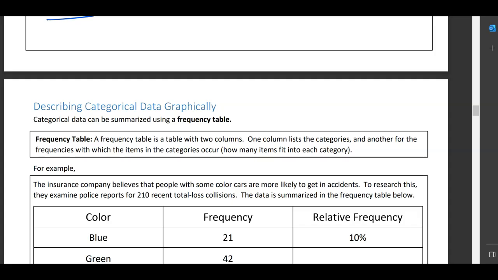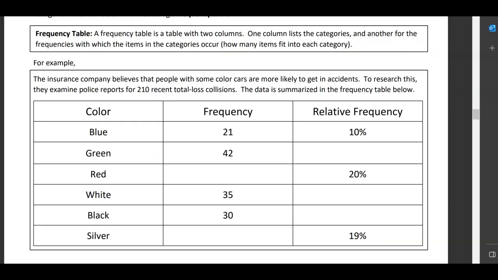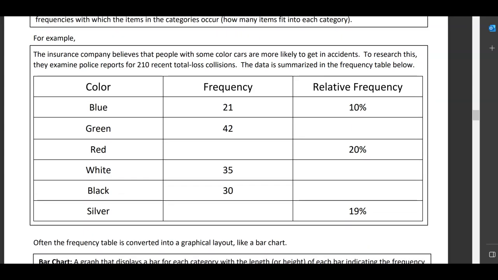All right, this section, let's just keep moving. Describing categorical data graphically. So, frequency table. In this case, this is examining police reports for 210 recent total loss collisions. Determine if color has something to do with accidents, color of cars. So there were 21 blue cars that were in total loss collisions. And it says 10%.